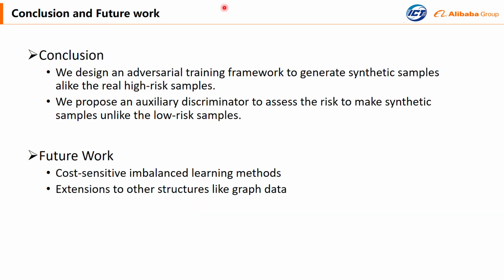Finally, we finish this talk with a conclusion and future work. In this work, we design an adversarial training framework to generate synthetic samples alike the real high-risk samples, and an auxiliary discriminator to assess the risk to make synthetic samples unlike low-risk samples. For future work, we think that designing cost-sensitive imbalanced learning methods could be an interesting problem. Meanwhile, extending this kind of augmentation methods to complex structures like graphs is also a challenging direction.